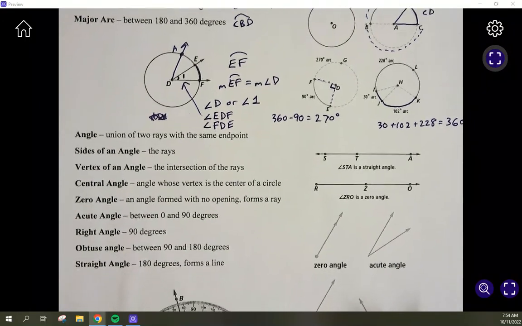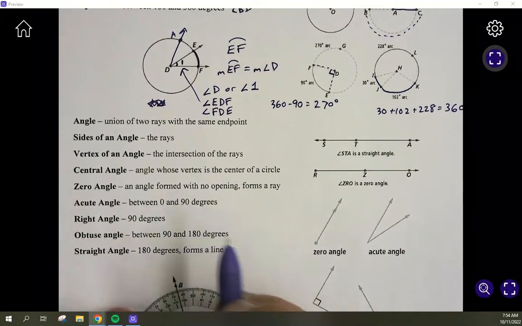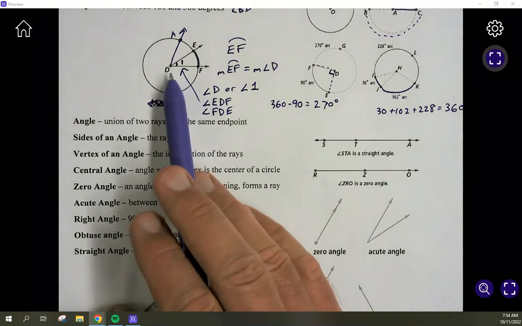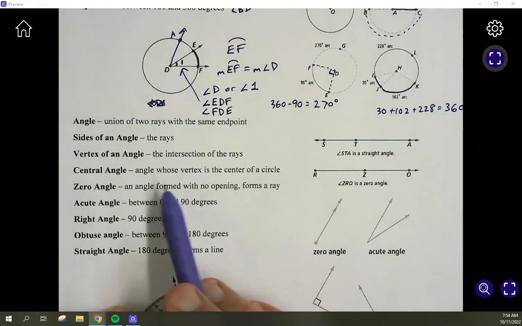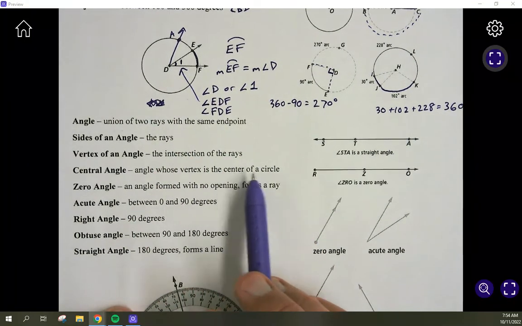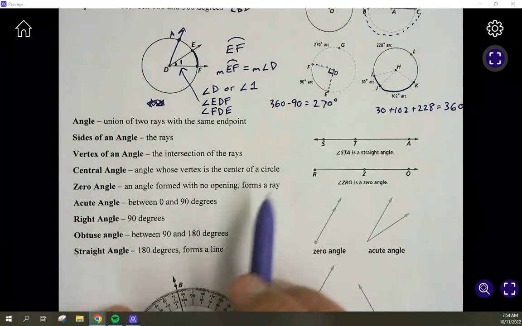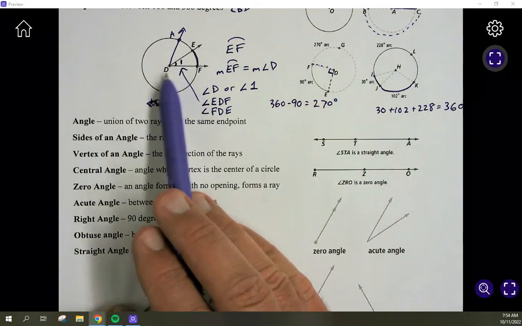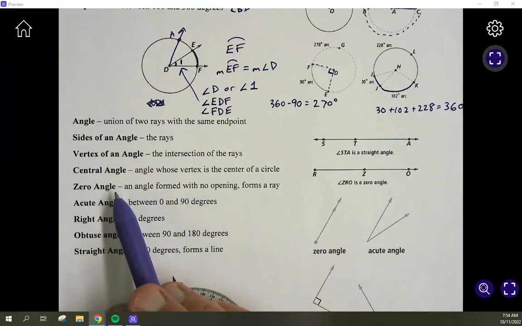Now let's look at some very specific types of angles. So a central angle, that's what we were looking at here, creates these arcs. It's an angle whose vertex is the center of a circle. So it can't just be anywhere in a circle. A central angle has to be at the center, and that's what creates these arcs.